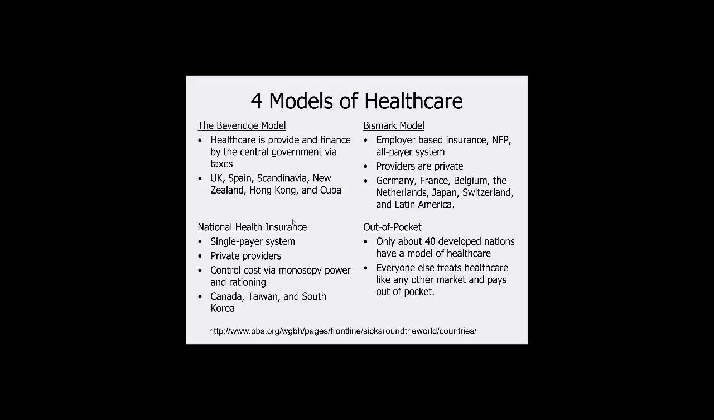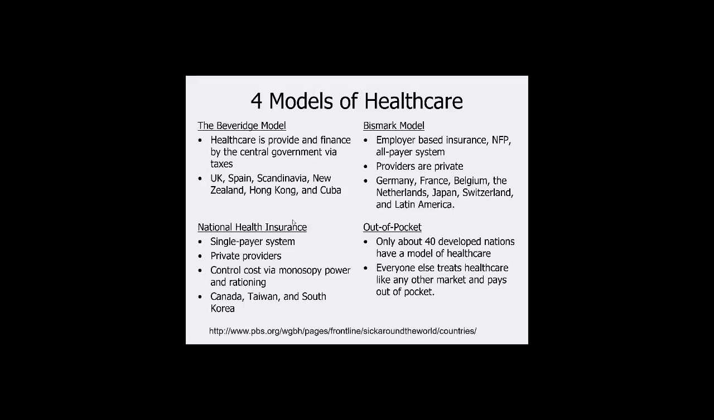There are also areas where there is no centralized model of healthcare, and out-of-pocket is really the only way that you can get services. Only about 40 developed nations have a model of healthcare, meaning a Bismarck, Beveridge, or national health insurance model. And everyone else treats healthcare like any other market and pays out of pocket.